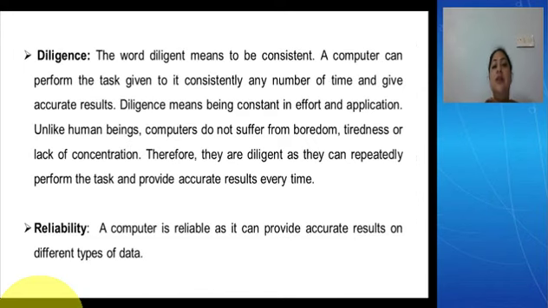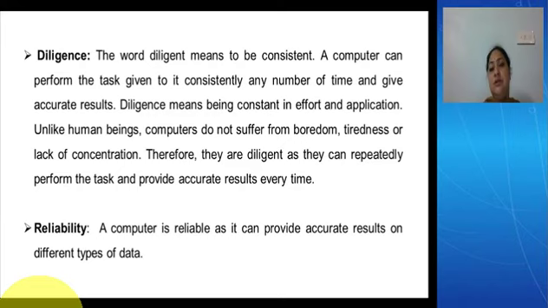Diligence. The word diligent means to be consistent. A computer can perform the task given to it consistently any number of times and give accurate results. Diligence means being constant in effort and application. Unlike human beings, computers do not suffer from boredom, tiredness, or any lack of concentration. Therefore, they are diligent as they can repeatedly perform the same task and provide accurate results every time.